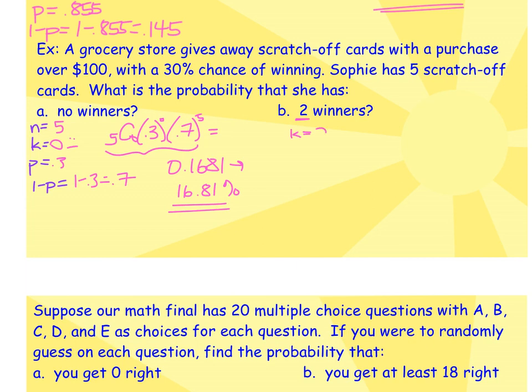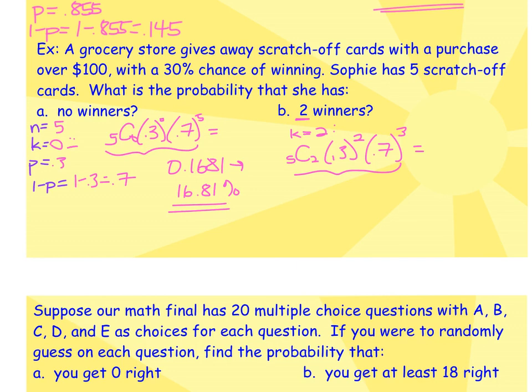That's the only change. The N, the P, the 1 minus P would all stay the same. The last thing we're going to enter in, 5C2 times 0.3 to the 2nd power for the 2 winners she hopefully has, times 0.7, that complement. If there are 2 winners, that means 5 minus 2, there'd be 3 scratch-off cards that aren't winners. All right, type that in.